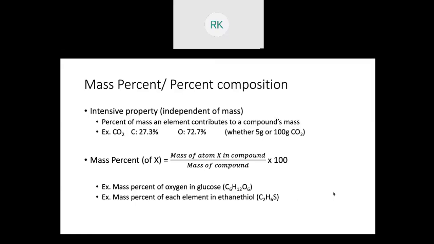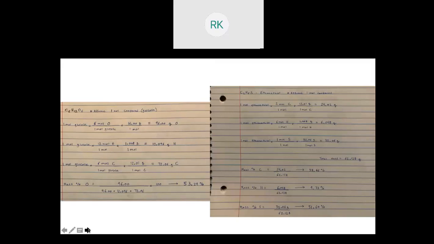And then the second example is: what is the mass percent of each element in ethane thiol? And that equation is also given. Okay. And so the first one, the glucose one, is on the left. So we're going to look at the left-hand picture first. And so I take a very systematic approach to these problems each and every time.